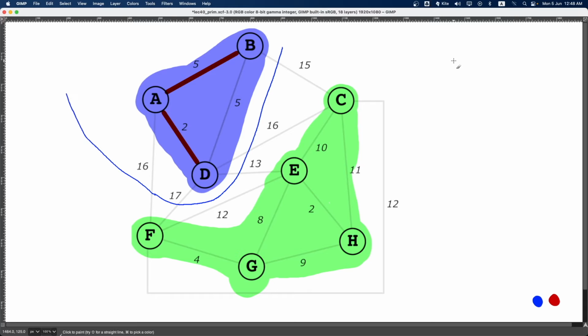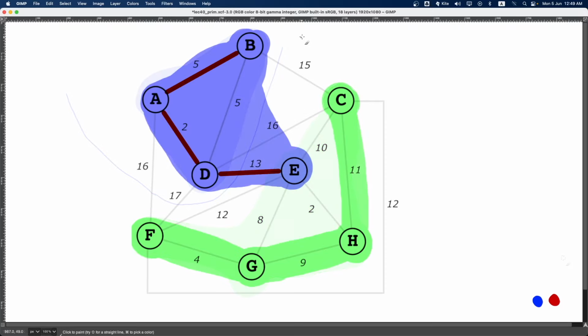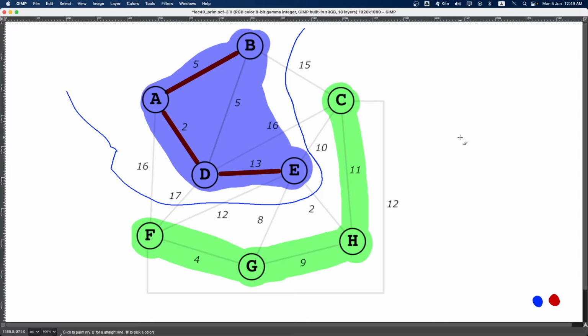Looking at the edges going from the left partition to the right partition, we find the edge DE has the minimum weight of 13. We include it in the spanning tree. Now, the vertex E becomes part of the left partition. We redraw the partition line and recolor the graph. Note that you can work with the partition line only.